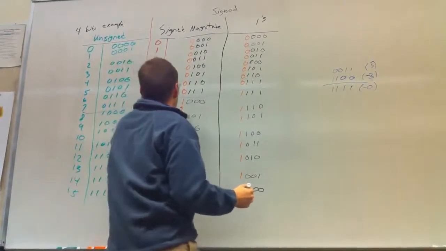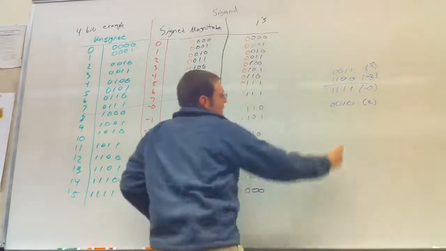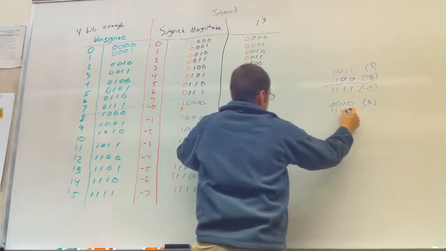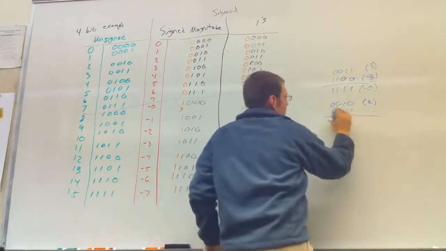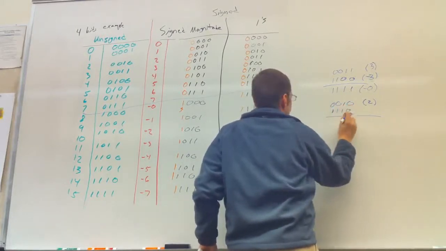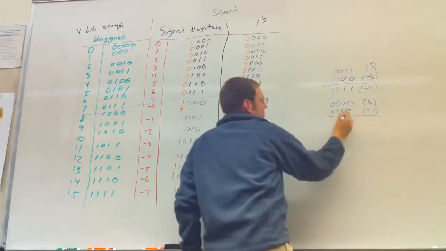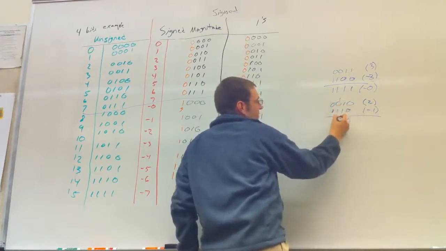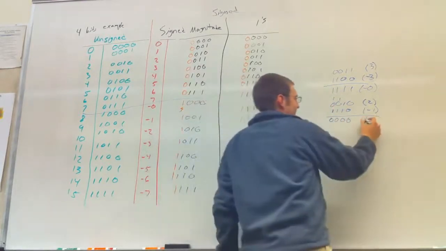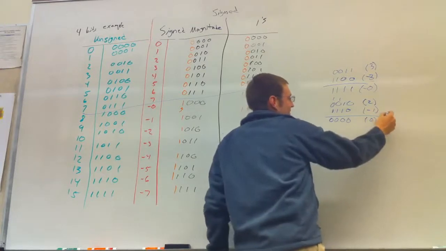I'm going to do number 2. I'm going to do 2: 0, 0, 1, 0. So that's number 2. And I'm going to do -1: 1, 1, 1, 0. To add these, I get 0, carry the 1, 0, carry the 1, 1, 0. Should equal what? 1? Yeah, it should be 1. So this doesn't work.